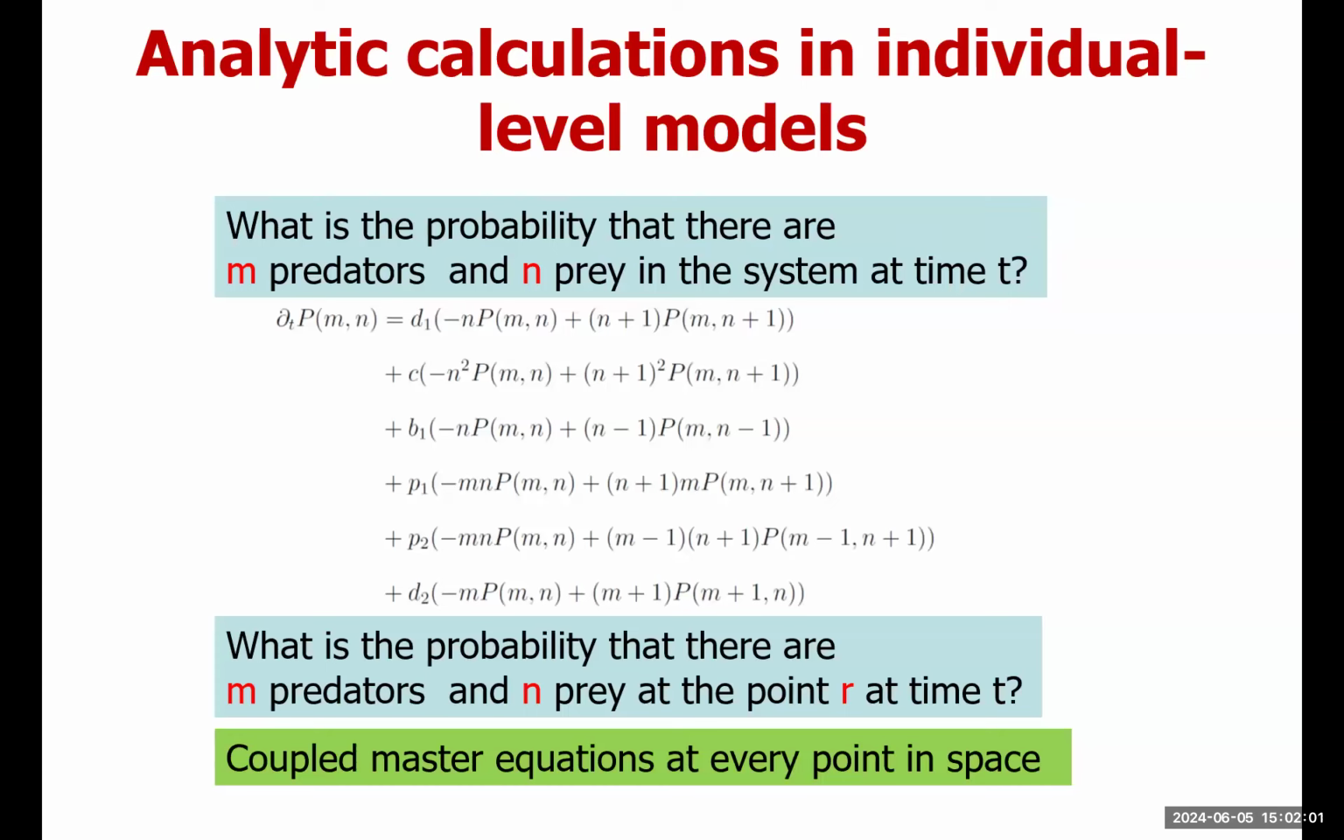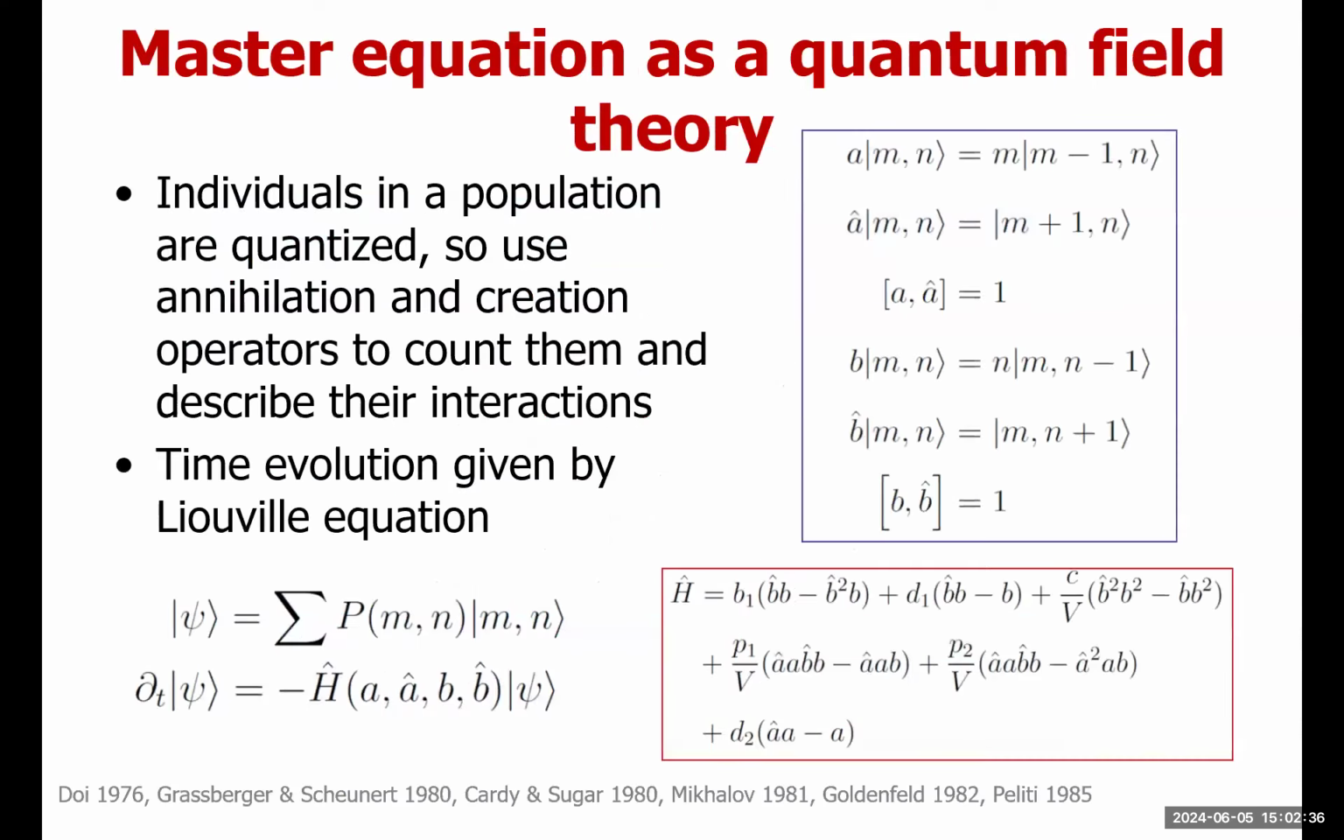This equation is called the master equation, or sometimes the chemical master equation, because it was first thought about in terms of chemistry. Now let's say, what is the probability that there are m predators and n prey at the point r at time t? Then P would depend not just on m and n, but also on r. So you would have a master equation at every point in space. You'd have an infinite number of coupled discrete differential equations. Terrible, that would be very hard to do.